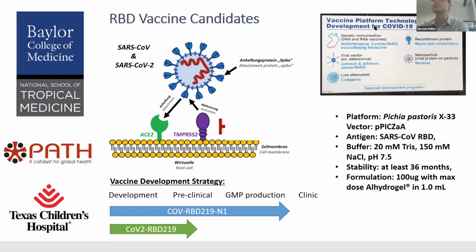And one of the main reasons that we want to push our original RBD219 to the clinic is because we have GMP material available and we have a lot of safety and tox data on that. So it would be good if we could at least test it in the clinic.